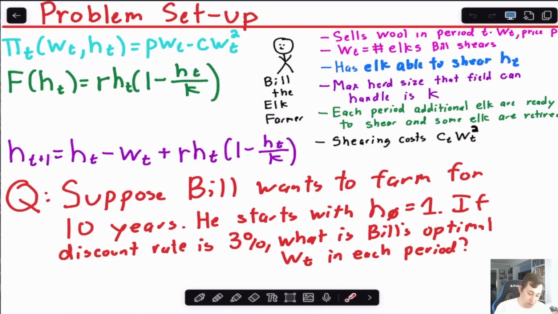And so if we use these equations, we can figure out how many elk are in the herd and able to be sheared in the next period. It's just how many elk we had in this period, minus how many elk we choose to shear, plus this net growth function. And so the question here is, suppose that Bill wants to farm for 10 years, where each year is a period, and he's going to start out with a full herd. He's going to start out with H0 being equal to 1. And if the discount rate is 3%, what is the optimal number of elk that Bill wants to shear in each period between 0 and period 9?